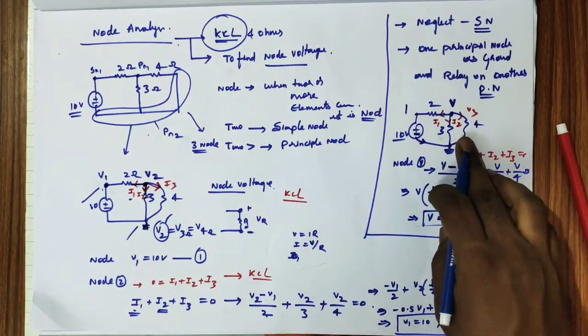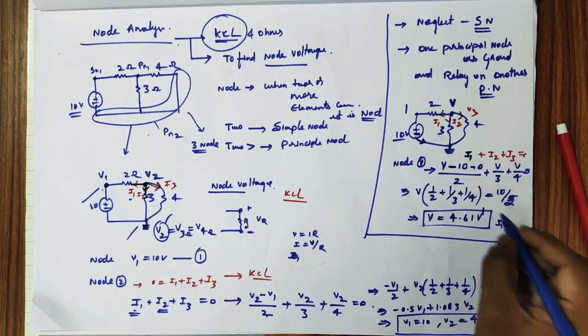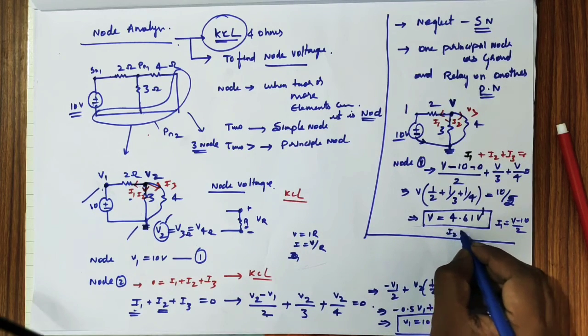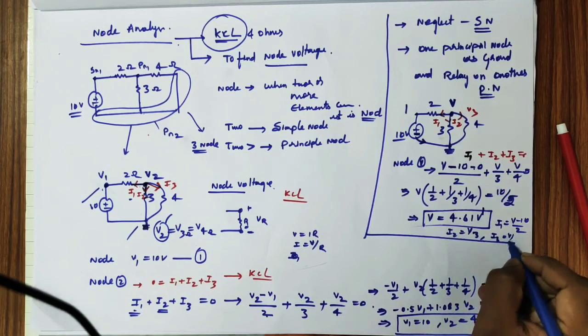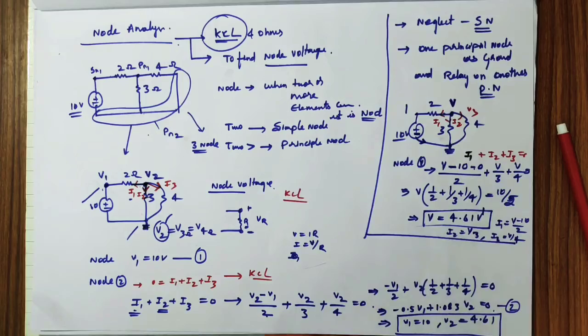If someone asks you to find I1, what you do is: I1 equals (V minus 10)/2, I2 equals V/3, and I3 equals V/4. This is about node analysis. In the next class, I will solve one complicated circuit, in which I will do both mesh analysis and node analysis.